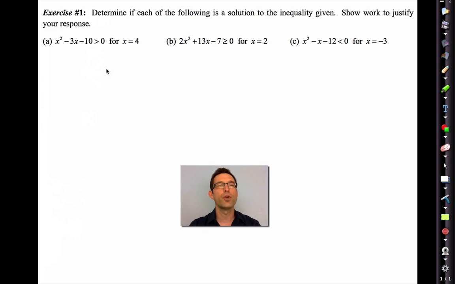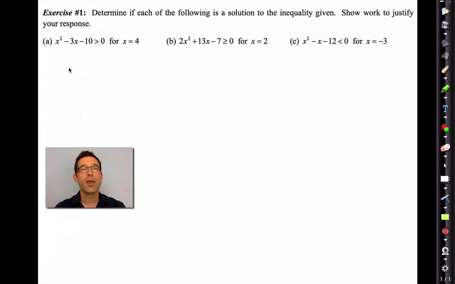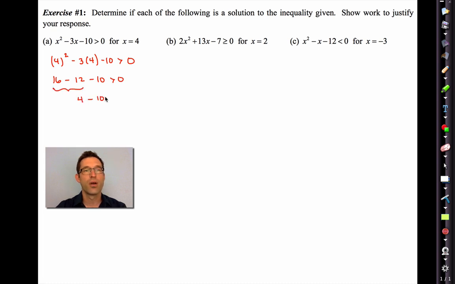Well, hopefully, what you remember from Algebra 1 is that whether you're talking about an equation or an inequality is completely irrelevant. What's important is that when you substitute that value into that expression, does it make it true? Well, let's take a look. We're going to get 16 minus 12 minus 10 is greater than 0. 16 minus 12 is equal to 4. And 4 minus 10 is negative 6. Negative 6 greater than 0? No. That's false. So therefore, that is not a solution to the inequality.